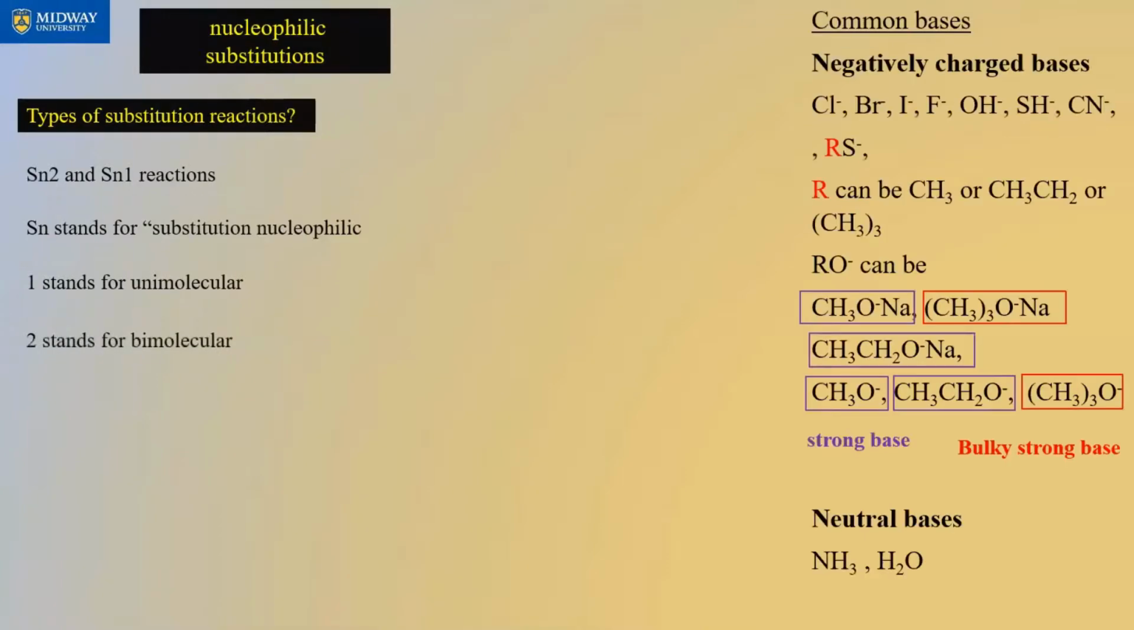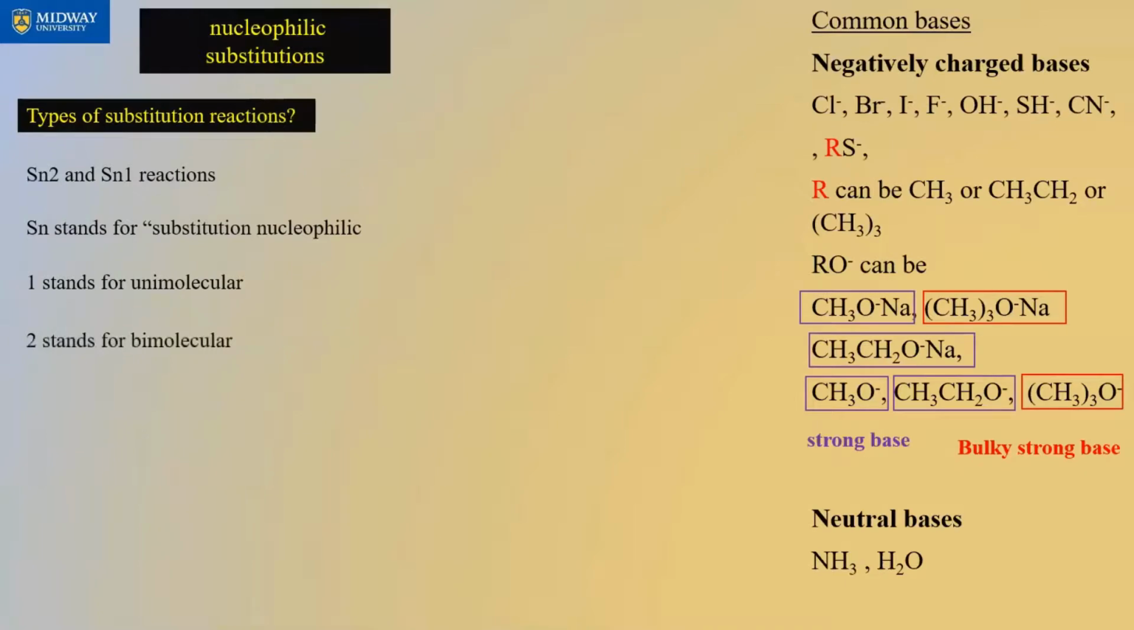So again, this is an introductory video, so I don't want to get into too much detail. Types of substitution reactions. We're going to learn two types of reaction, SN2 and SN1. SN stands for substitution nucleophilic. Don't worry, I'm not going to quiz you on what SN stands for. 1 stands for unimolecular, 2 stands for bimolecular. We'll come back to all of this in detail, okay?